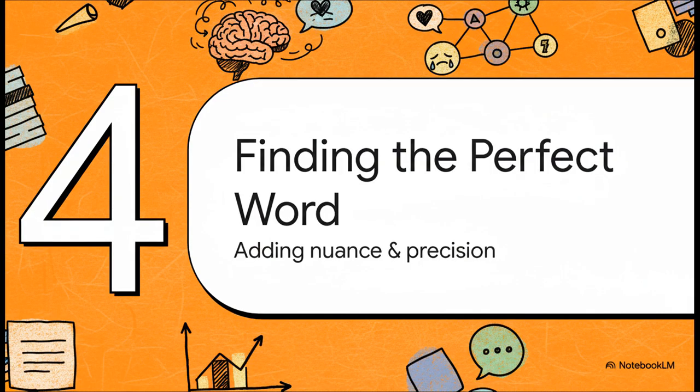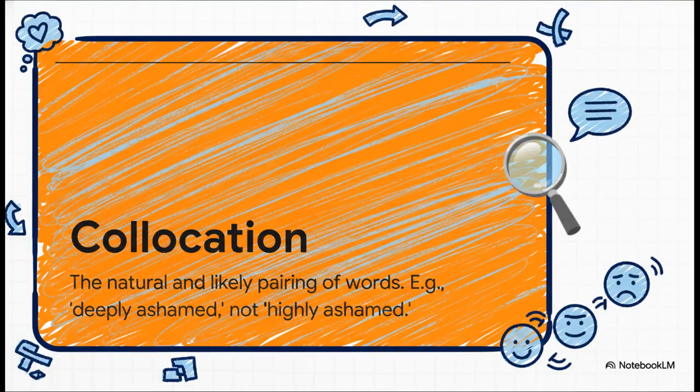So, we've got our big categories, and we've got our patterns to build sentences. Now for the fun part. The magic, really. Picking the perfect word to add all that nuance and make you sound completely natural. And that brings us to this super important idea called collocation. All it really means is the way certain words just naturally like to hang out together. For example, we say deeply ashamed because, well, those words just sound right together. They're natural partners. But we never say highly ashamed. Why? It just sounds off. And getting this right is absolutely key to sounding fluent.